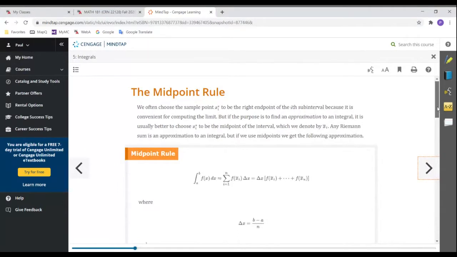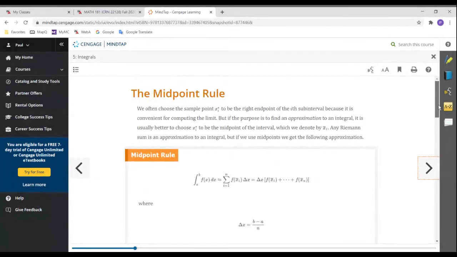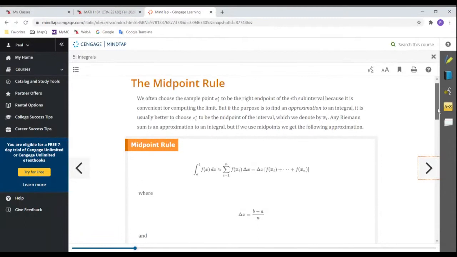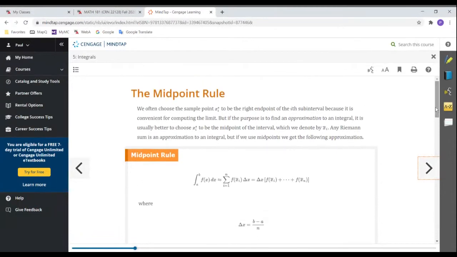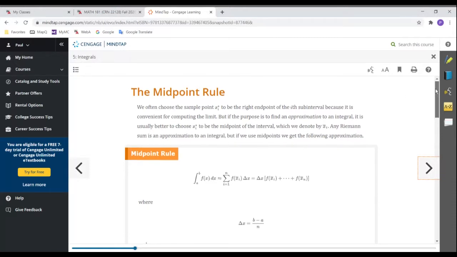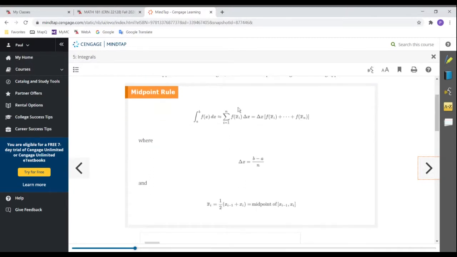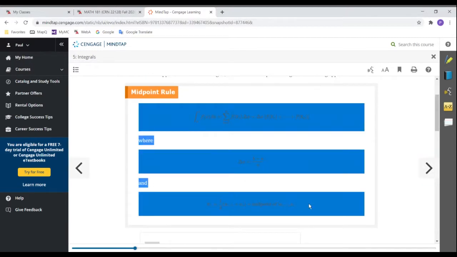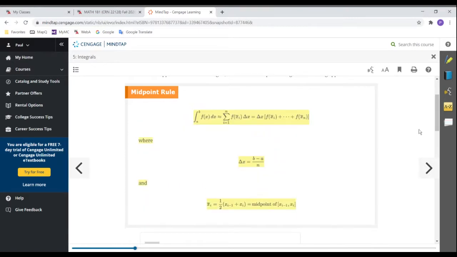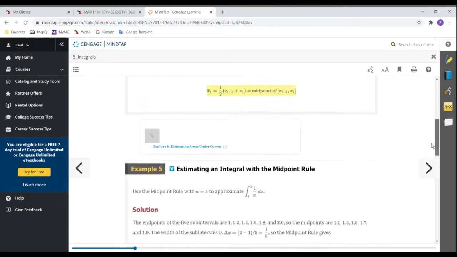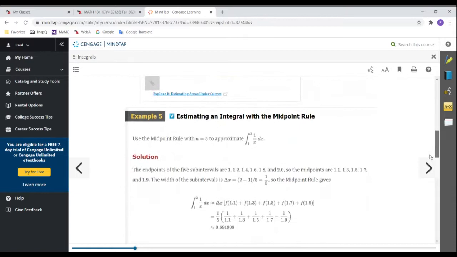So in the book, they talk about using the midpoint rule to approximate the area under a curve. Or I want to be careful, they talk about using the midpoint rule to compute a definite integral. A definite integral is the net area under a curve. So you've seen the midpoint rule used before. We actually did it last week in an example that we did. So example 5 talks about the midpoint rule.